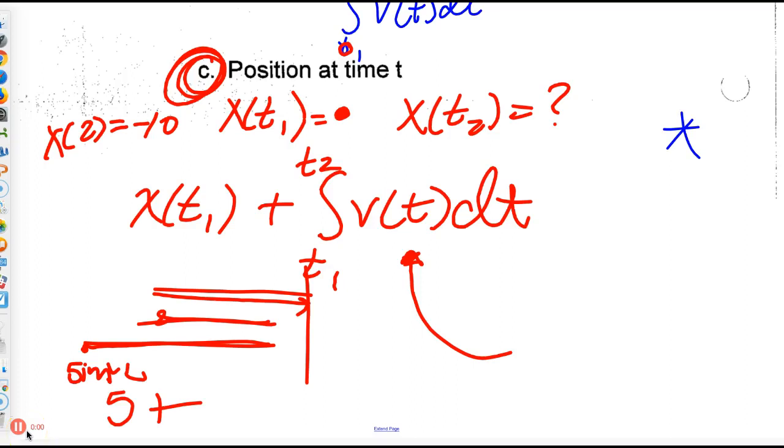This is set 2 of the review notes. I got to move the page here from set 1. Where's my page turner? There we go.